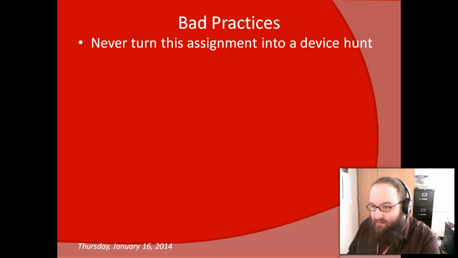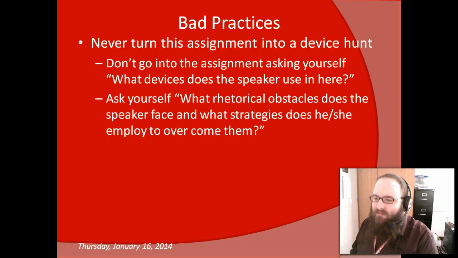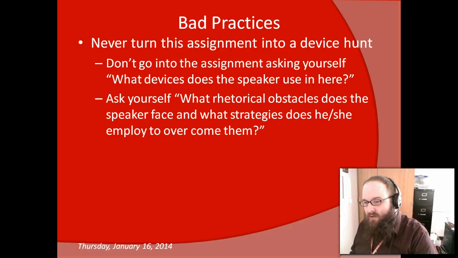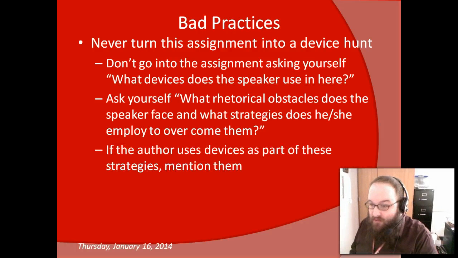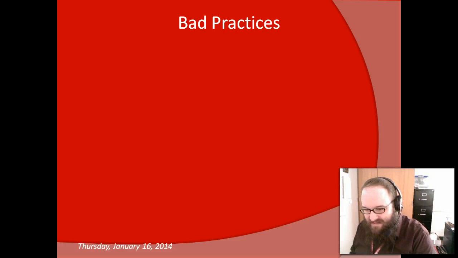That's not what the assignment asks you to do. Going back and looking at the prompt sheet, you can see it does not ask which devices the author uses in this passage. It asks you about the rhetorical strategies the author uses to persuade. So don't go into the assignment asking yourself what devices the speaker uses. Ask yourself what rhetorical obstacles the speaker faces and what strategies he or she employs to overcome them. If the author uses devices as part of these strategies, then mention them in your essay. By all means, mention them, but don't plan your essay around discussing devices.